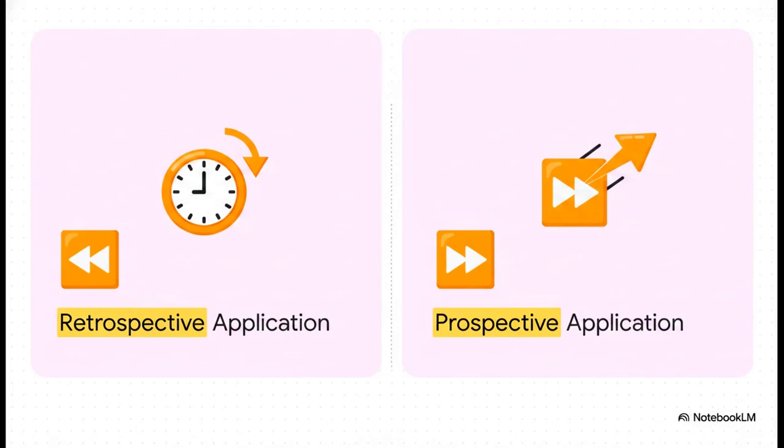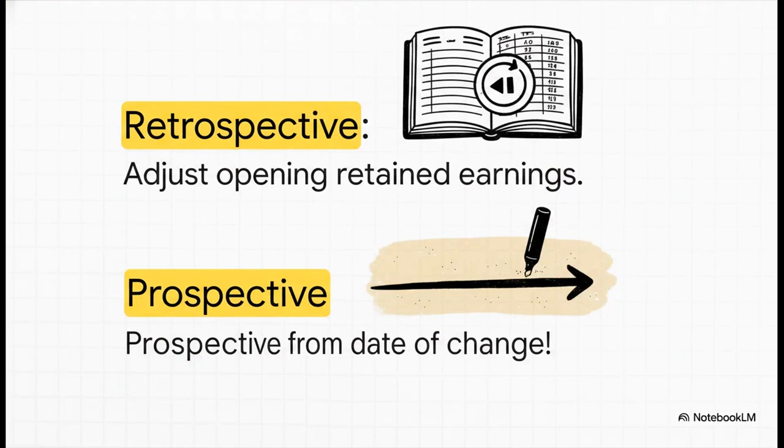This really illustrates the core battle of IAS 8, retrospective application versus prospective application. Basically, policies and errors look backward. That's retrospective. Estimates look forward. That's prospective. Let's break down the exact mechanical difference here so you don't drop any easy marks. Retrospective application means you have to go back and adjust opening retained earnings and restate the comparative figures from the prior year. You are essentially rewriting history as if the new policy or the correct figure was just always there.